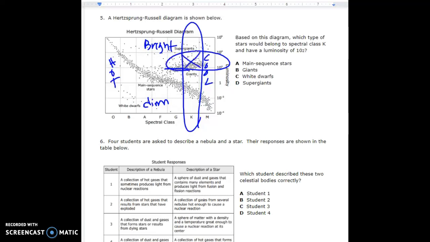So this is part of the giants. I would say supergiants would be 10 to the negative 4, so definitely there. So this would be 10 to the negative 2. The main sequence right here is, sorry, 10 to the second on that other one. This is 10 to the negative 2, and then white dwarfs are not even in the picture, so the correct answer is going to be giant stars.